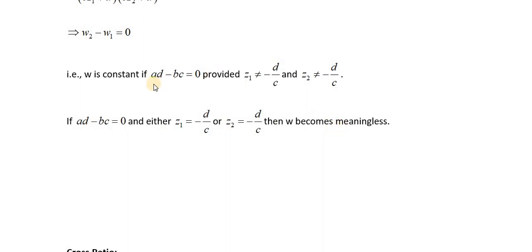Whenever W is constant, it means AD minus BC equal to 0 and also Z1 not equal to minus D by C, Z2 not equal to minus D by C. Whenever W is meaningless, it means Z1 equal to minus D by C or Z2 equal to minus D by C. So the property 2 is also complete.